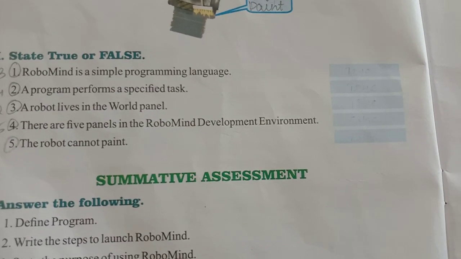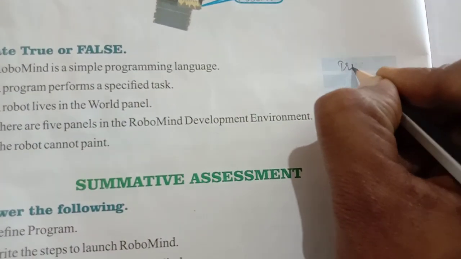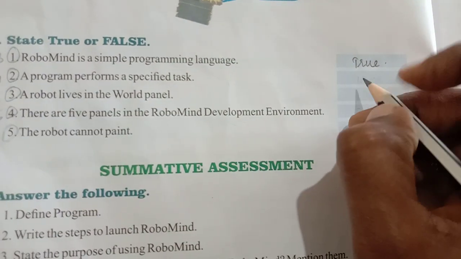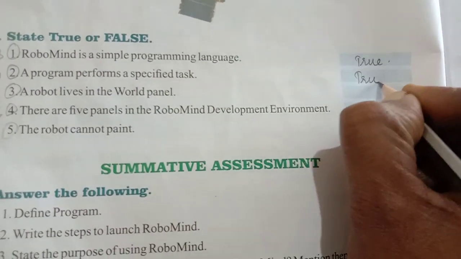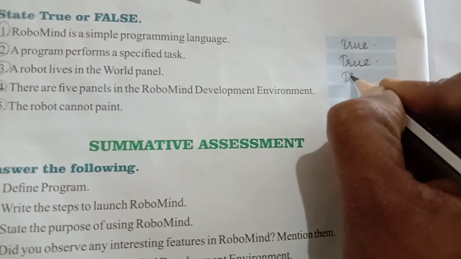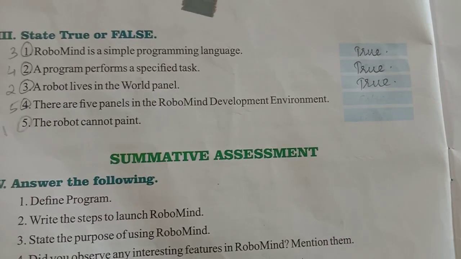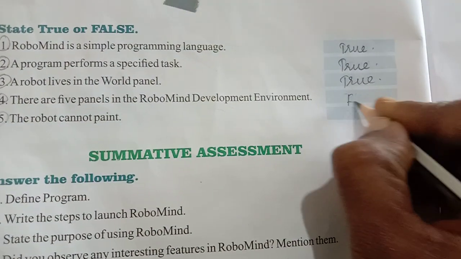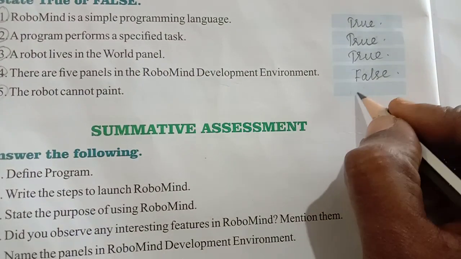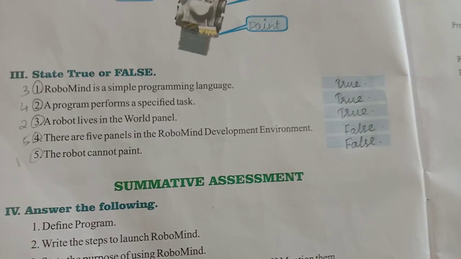State true or false. RoboMind is a simple programming language. Yes, it is a simple programming language. A program performs the specified task. Yes, true. A robot lives in the word panel. Yes, it is also true. There are 5 panels in the RoboMind window. No. We have 4 panels, so it is false. The robot cannot paint. This is also false because the robot can paint in black and white.